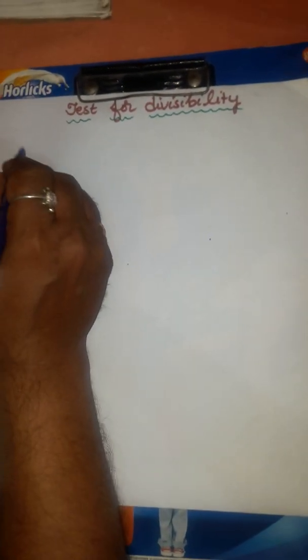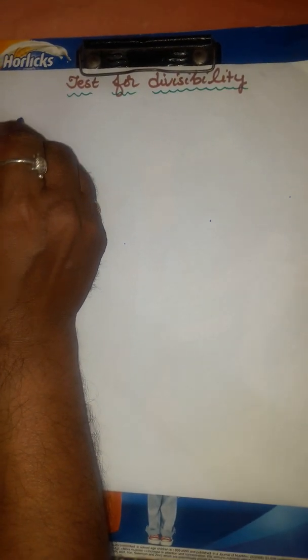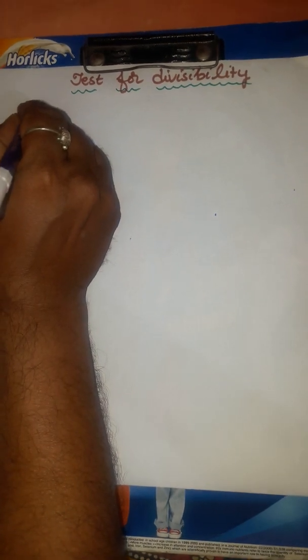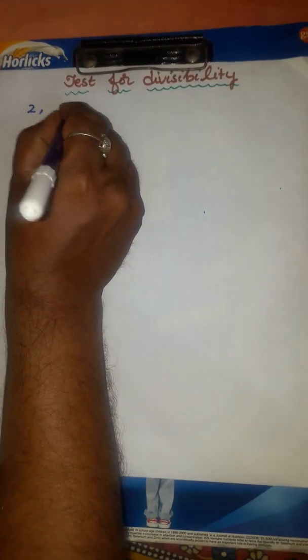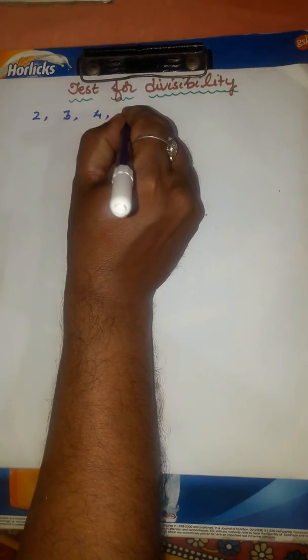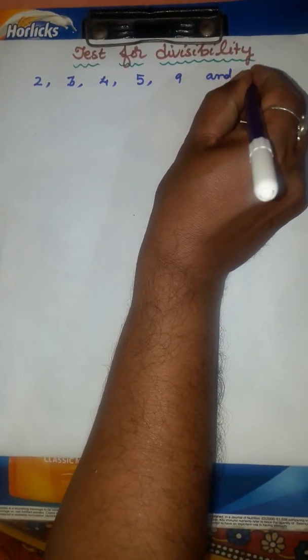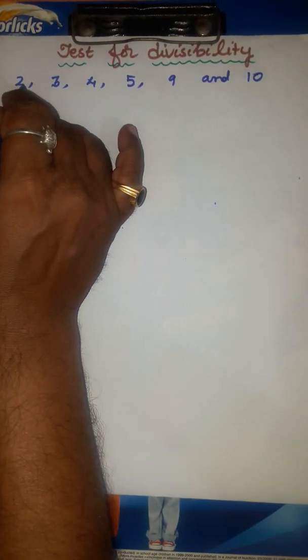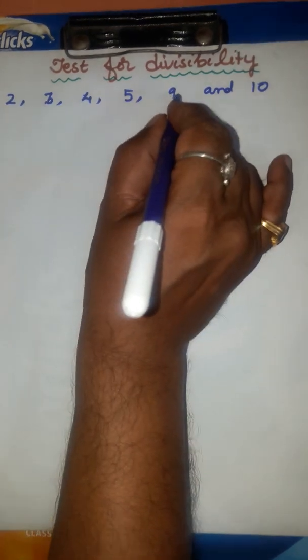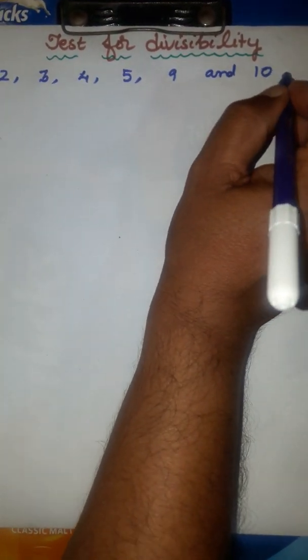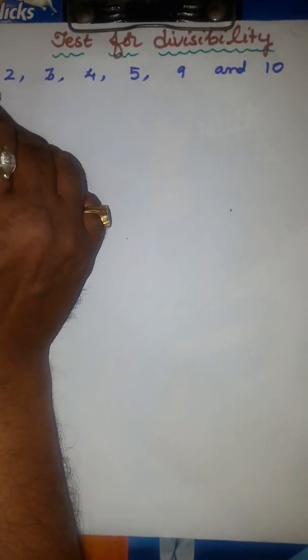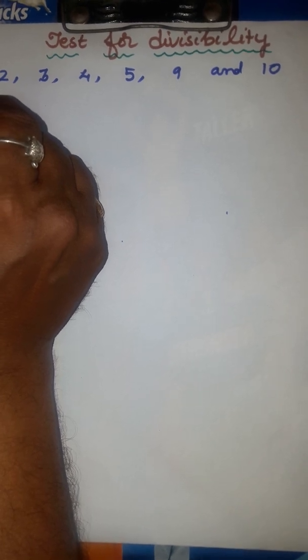Dear students, how can we know whether the given number is divisible by 2, 3, 4, 5, 9 and 10? Now, to know whether the given number is divisible by 2, 3, 4, 5, 9 and 10, we do actual division. So I am going to show you how we do actual division.